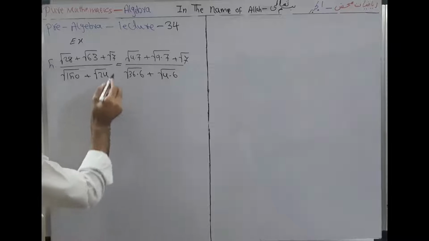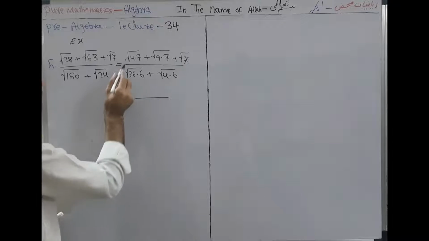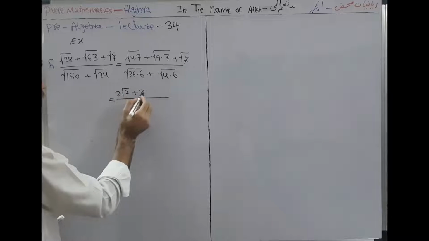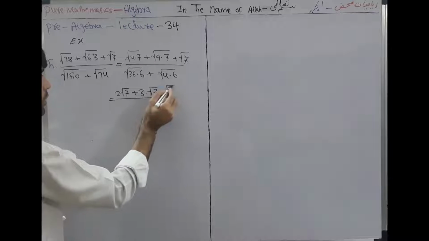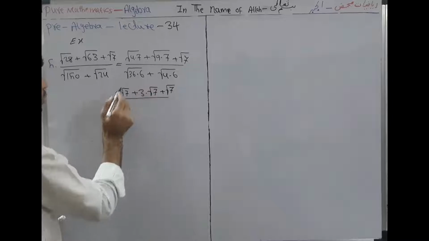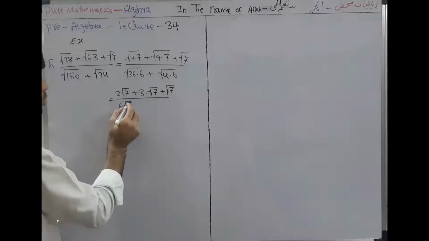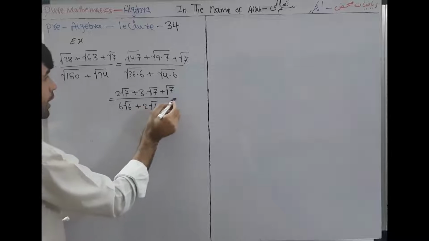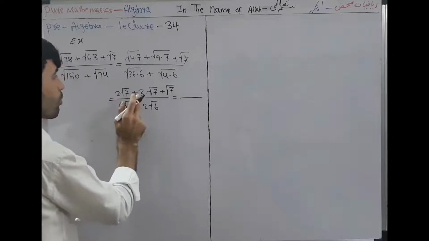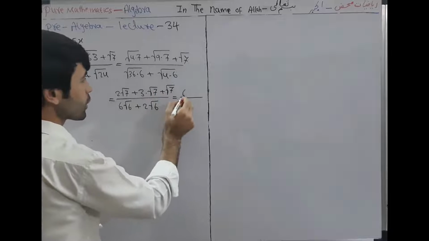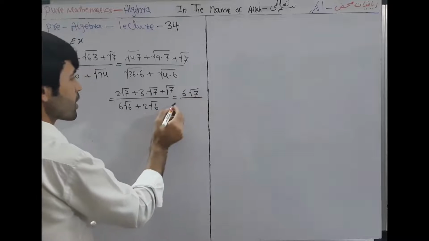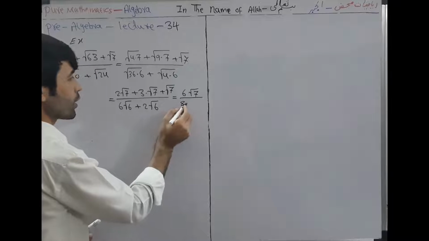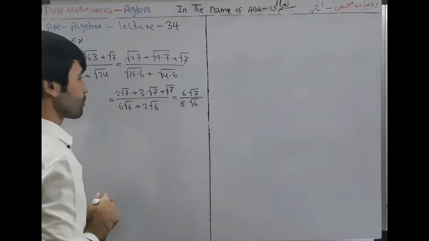Now it is equal to square root of 4 is 2 into square root of 7 plus square root of 9 is 3 into square root of 7 plus square root of 7 over square root of 36 is 6 into square root of 6 plus square root of 4 is 2 into square root of 6. It is equal to 2 plus 3, 5, 5 plus 1 is 6 into square root of 7 over 2 plus 6 is equal to 8 into square root of 6.